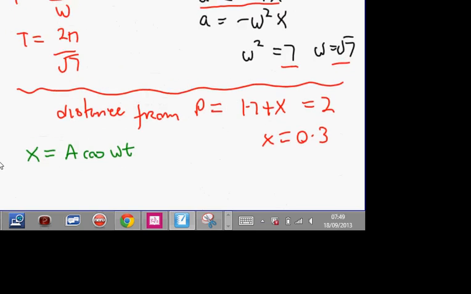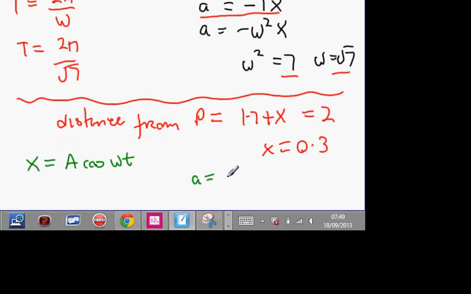Now to prove that the equilibrium point is 1.7, you found out that a is minus 7x. If x equals 0, there is no acceleration, which means there is no net force. This is proven that the equilibrium point is in fact 1.7, because the system was set up for 1.7 plus x. So if x is 0, this means there's no acceleration, which means there's no force, which means this is the location of your equilibrium point. So now you know that 1.7 meters from P is your equilibrium point.